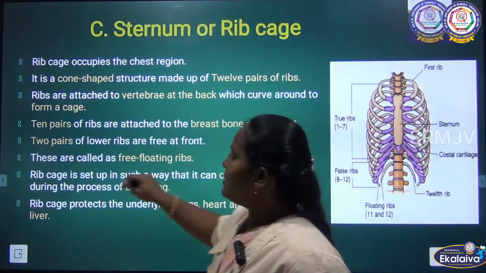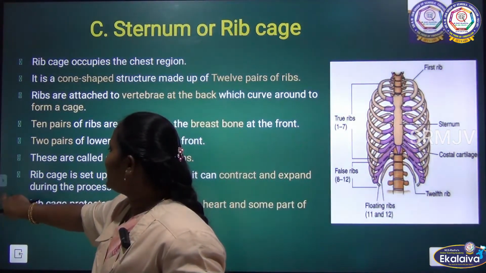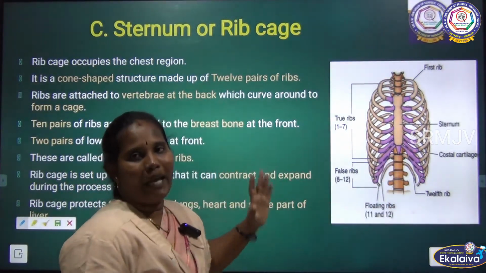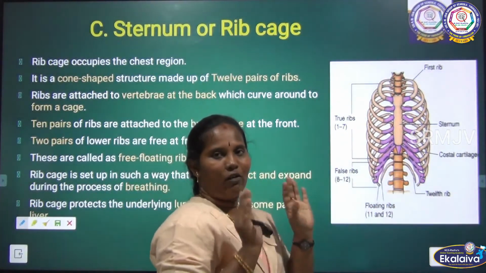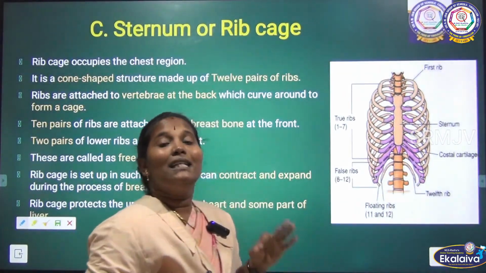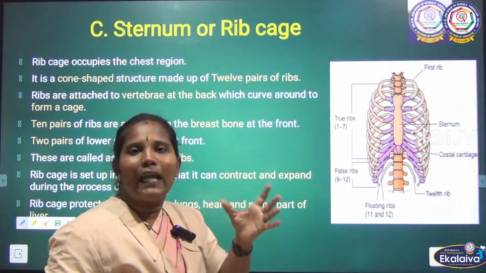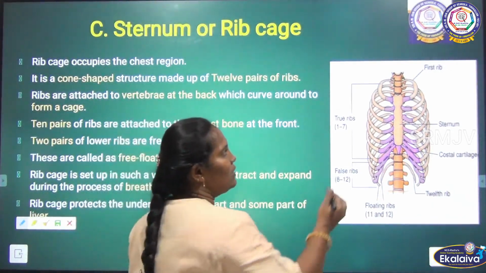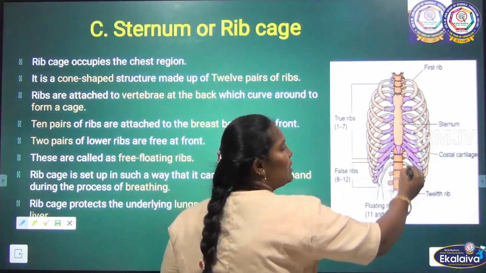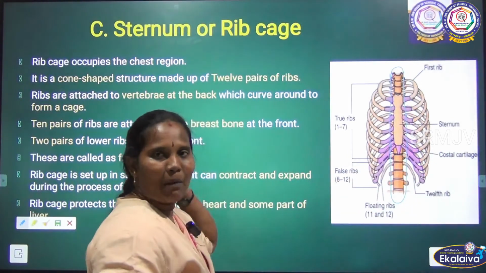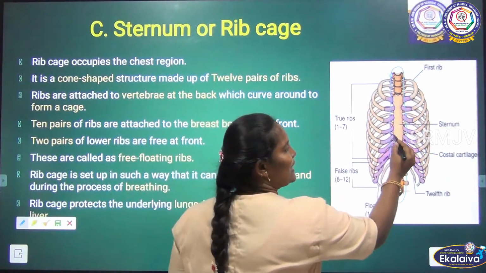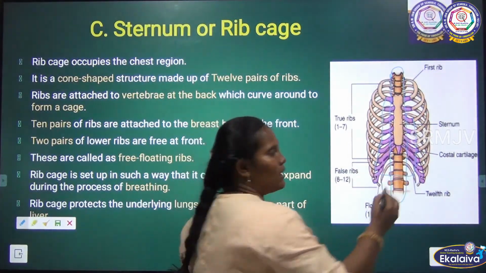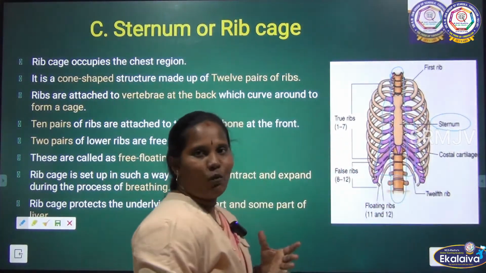Next one is the sternum or rib cage. Sternum, we know that. See, sternum. This is the rib cage. Rib cage means like a cage. Actually, three separate types of bones make this cage. What are the separate bones? First one is the vertebral column, the backbone. And then the front side is the sternum. We can see here, this is the sternum. Sternum means our chest bone, our breastbone.